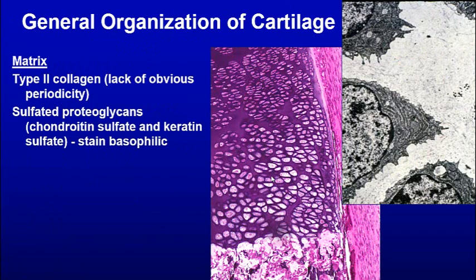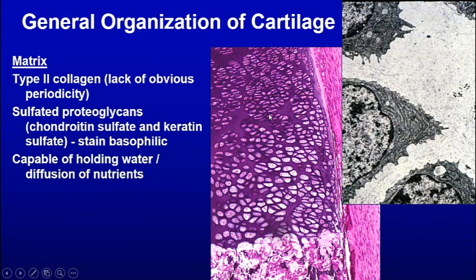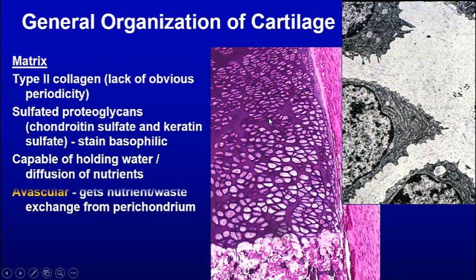Now, cartilage is mostly type 2 collagen. It lacks the obvious periodicity. It does have a little bit, but it's not obvious. And it's sulfated proteoglycan. So you have chondroitin sulfate, keratan sulfate, and that's what makes cartilage blue with the H&E preparation. It's capable of holding water. In fact, nutrients can diffuse through it, so it's diffusible.